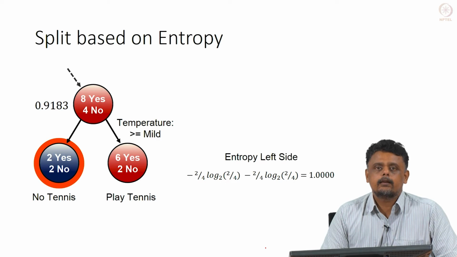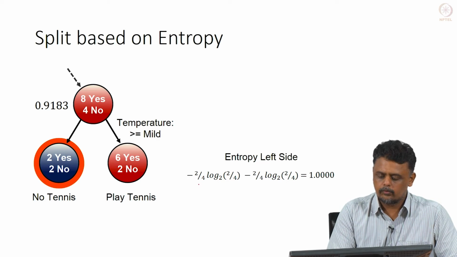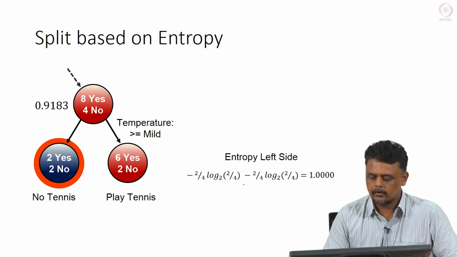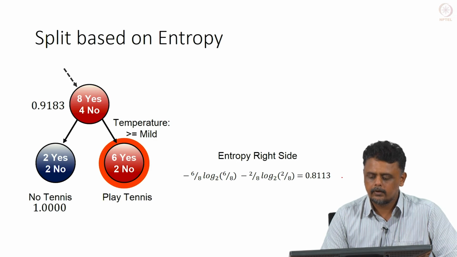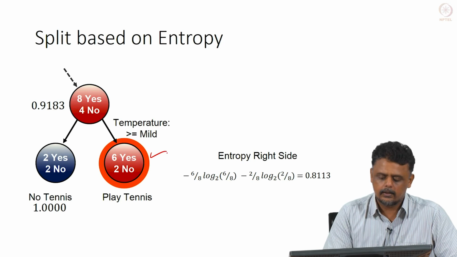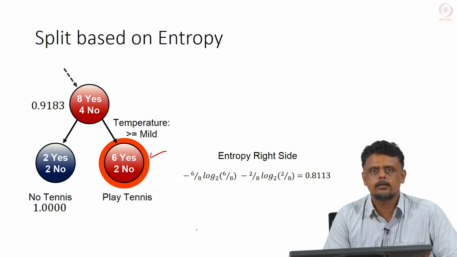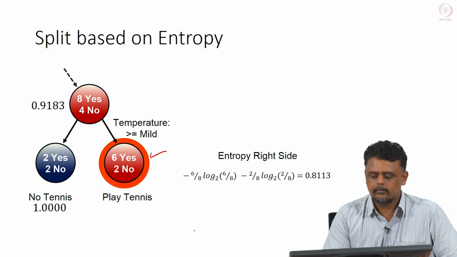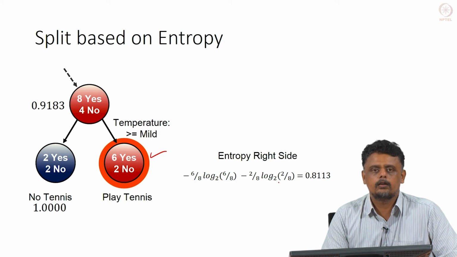Then we go about calculating the entropy on the left, which in this case is minus 2 over 4 log 2 over 4, and that is about 1. Okay. And the entropy on the right hand side: there are 8 data points there, 6 of them correspond to yes, 2 of them correspond to no, so this gives you 6 over 8 log 6 over 8 and 2 over 8 log 2 over 8.